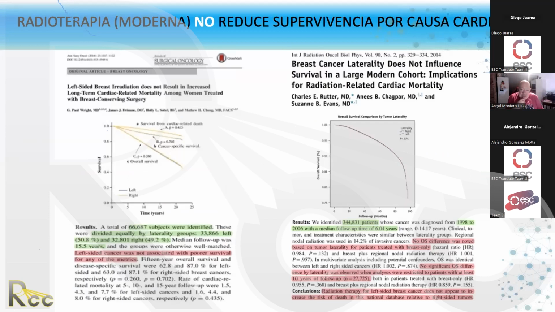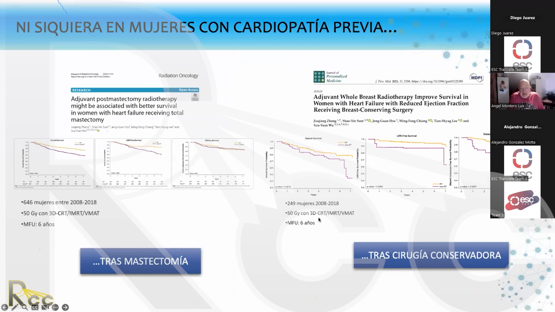But when you analyze with modern techniques the impact of radiotherapy motivated by high doses, what you can observe is the reality: 60,000 patients, almost 50,000 in this arm. Patients with left breast cancer versus right don't have greater mortality rates using the modern techniques, not even when there is previous cardiopathy. In other words, in women with a history of heart conditions, after conservative surgery, irradiation won't increase the risk of cardiovascular toxicity, but neither after the mastectomy.